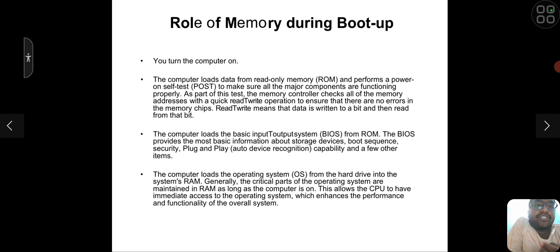The computer loads the basic input output system, BIOS. The BIOS provides the most basic information about storage devices, boot sequence, security, plug and play auto device recognition, recoverability, and a few other items. The computer loads the operating system, OS, from the hard drive into the system RAM. Generally, the critical parts of the operating system are maintained in RAM as long as the computer is on. This allows the CPU to have immediate access to the operating system, which enhances the performance and functionality of the overall system.